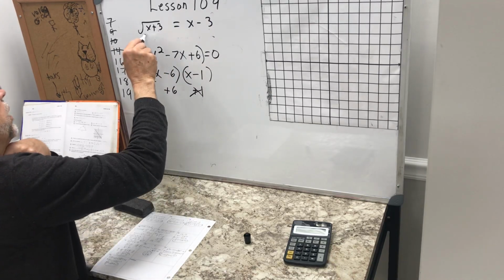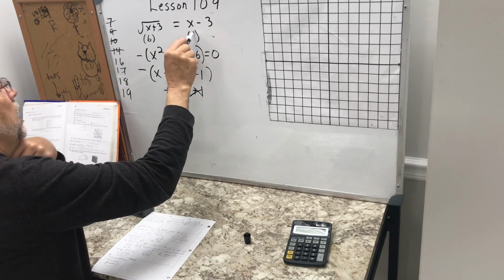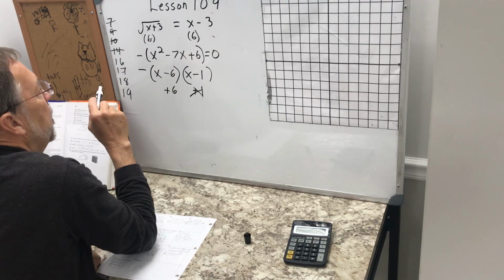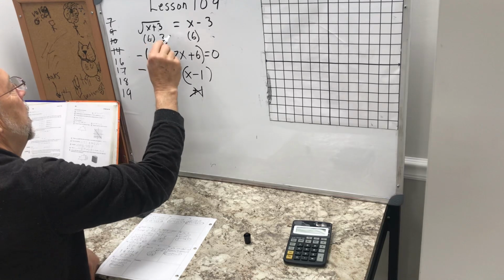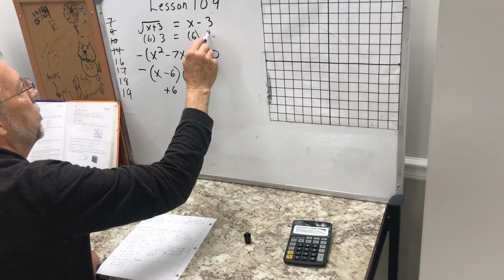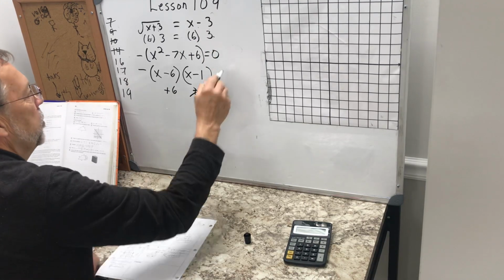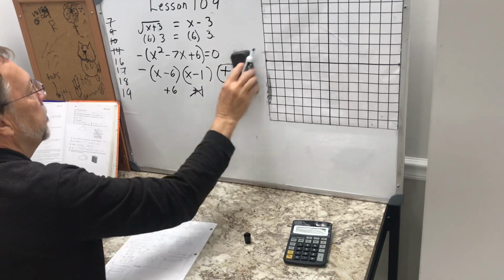Cross it out. Now we're going to try this. Hopefully the 6 will work. This is going to be 6 and 6 where x is at. 6 positive 3 is 9. Square root of 9 is 3. 6 minus 3 is 3. Does 3 equal 3? It does. So the positive 6 is the only number that works. That's your answer, positive 6.